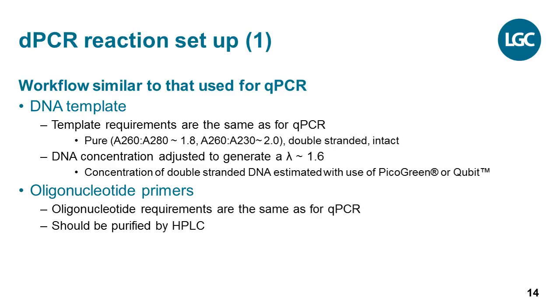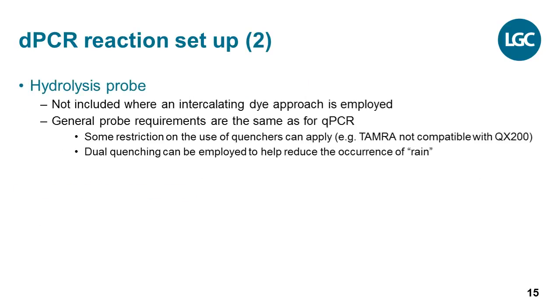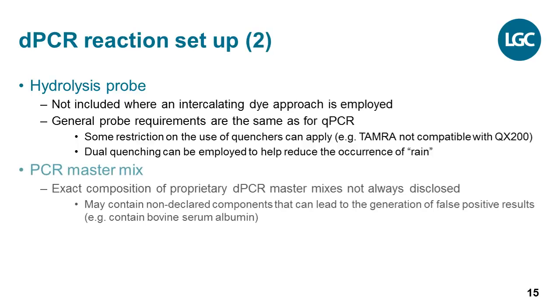The mix will also contain forward and reverse oligonucleotide primers. A hydrolysis probe is included, except where an intercalating dye approach is employed. However, the choice of quencher is restricted with some platforms. It is strongly recommended that any guidance provided by the instrument manufacturer on the selection of fluorophores and quenchers be referred to. An appropriate PCR master mix is required.